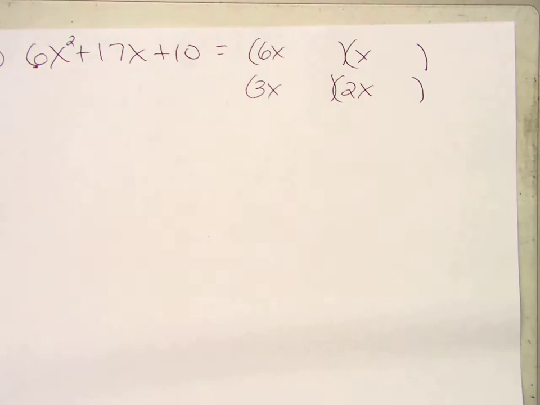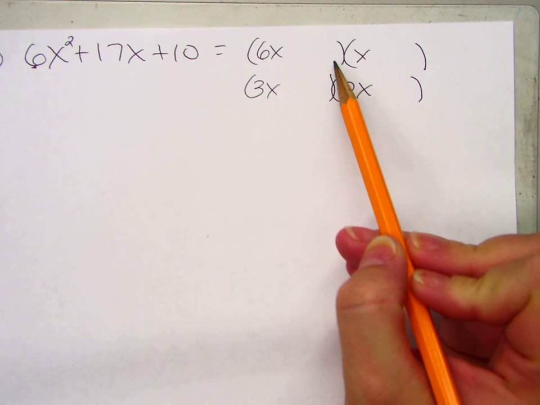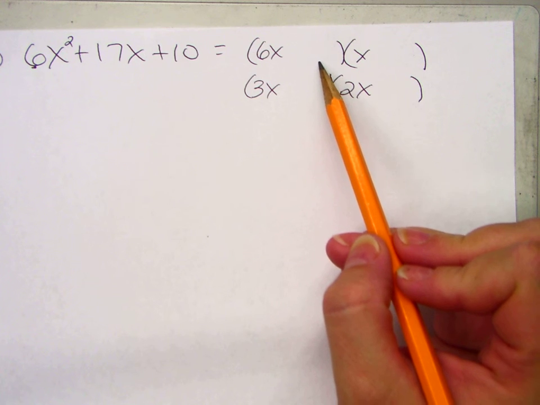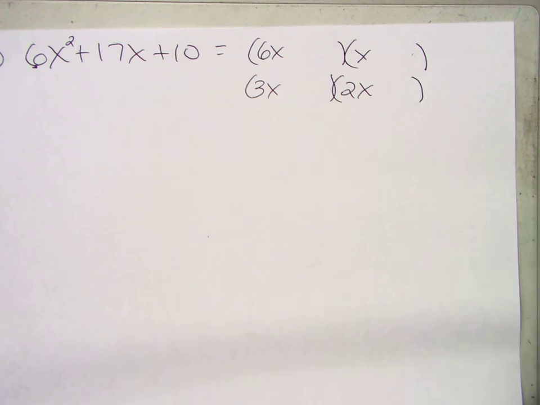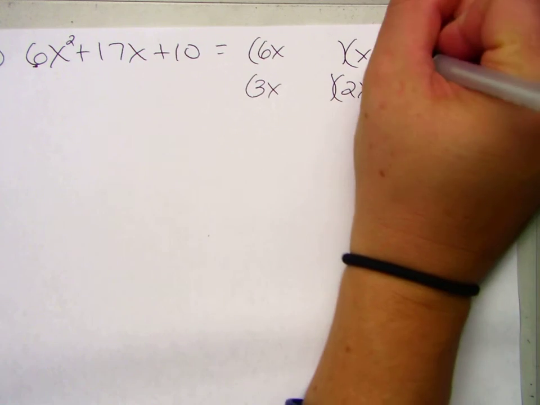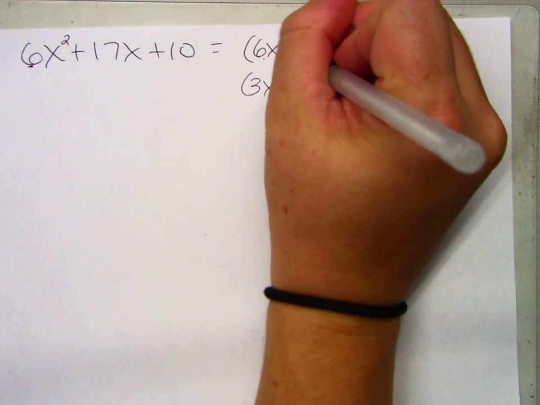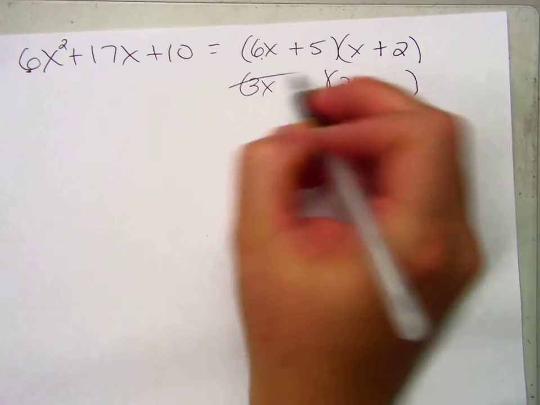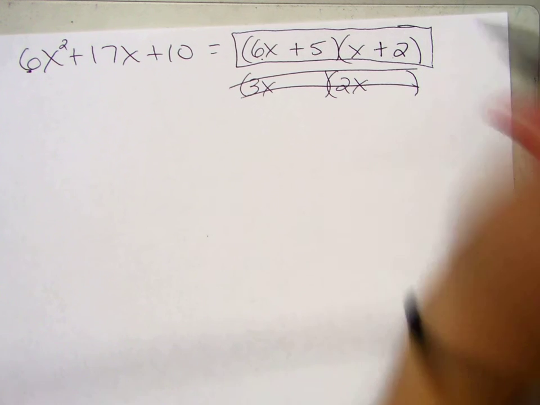Ah, my light went out. If I put the 10 here and a 1 here, that's 16. How about 5 and 2? If I put a 2 here, that's 12 and 5. Oh, that's it. So if I put a 2 here, that's 12. 6 times 2 is 12, and then 5 here. So that should be my answer. Okay, this is going to be my answer.